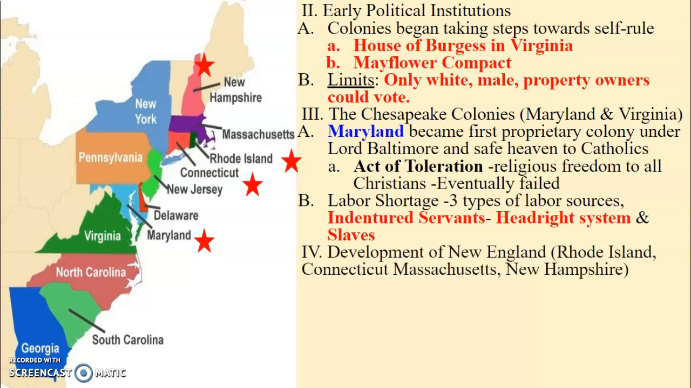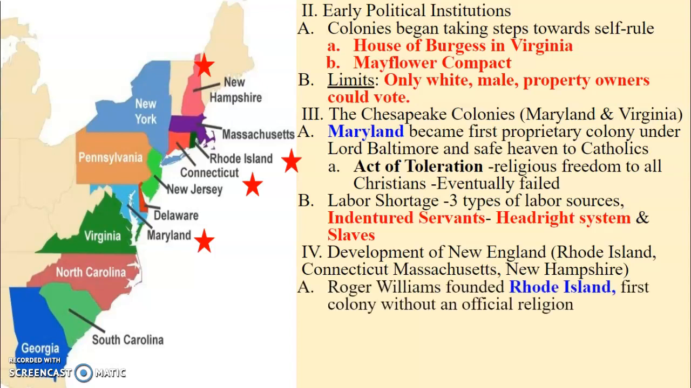We have the development of New England, the New England Territory. These include Rhode Island, Connecticut, Massachusetts, and New Hampshire. Rhode Island.